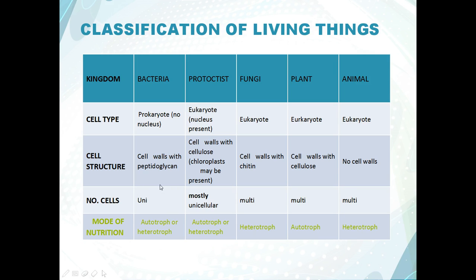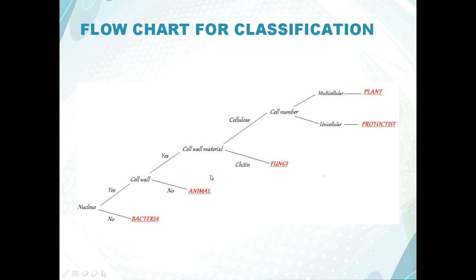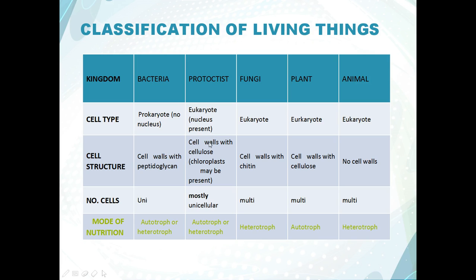Bacteria have a cell wall that is made of a substance called peptidoglycan. I know this is a difficult word to pronounce and memorize, but it is definitely handy to keep in mind. Protoctists, they do have cell walls also, and it's made of cellulose. Fungi also have cell walls, and it's made of chitin. And plants also have cell walls that are made of cellulose.